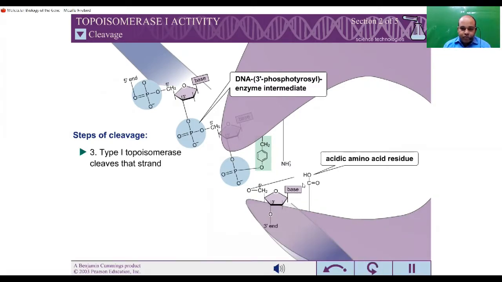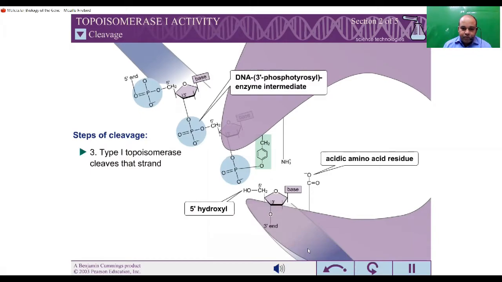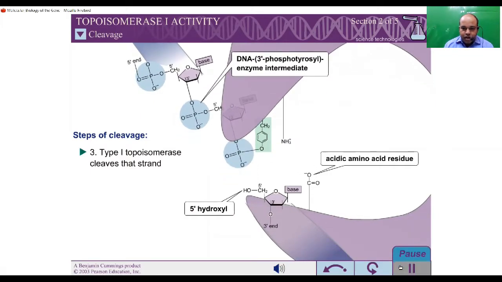The hydrogen atom on the 5' hydroxyl is probably donated by a nearby acidic amino acid residue. So there is an acidic amino acid residue, and most probably this acidic amino acid residue is glutamate. Glutamate has a COOH group, that is a carboxylic group, and this carboxylic group has the ability to donate a proton. यहाँ पर एक carboxylic group होता है जो कि ग्लूटामेट का होता है, ये अपना प्रोटॉन डोनेट कर देता है. जैसे ही इसका प्रोटॉन डोनेट होता है, then there is a CH2OH group that is going to be produced.